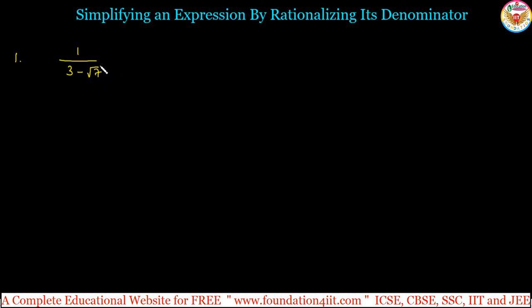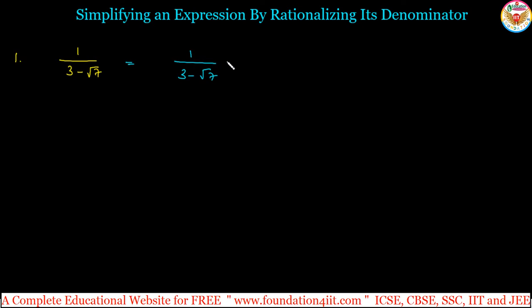Simplify: the question is to rationalize the denominator. If you observe here, the denominator is 3 minus root 7. So 3 minus root 7 is an irrational number. We need to rationalize it. So without changing the question, what we need to do, that is equal to 1 by 3 minus root 7.